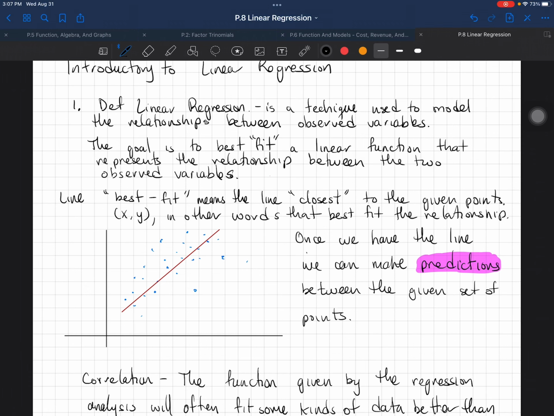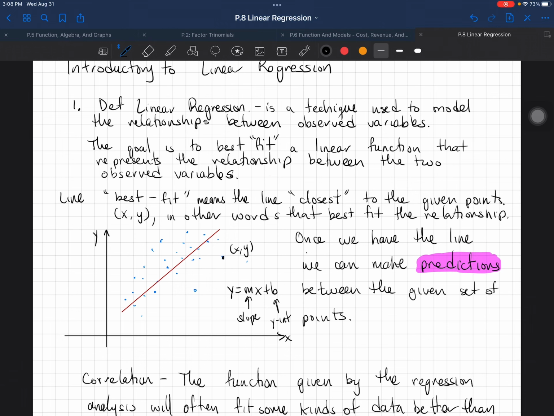The way we define the relationship is by creating this function, and in this section, it is referred to as linear regression. We're assuming this relationship is going to be a straight line, and remember that a straight line looks like this: y equals mx plus b, where we have a slope and a y-intercept. This is the y and this is the x, and all these points are x's and y's. This line does not go through every single point, but it best fits the relationship.